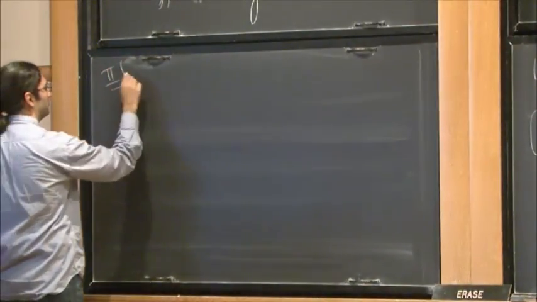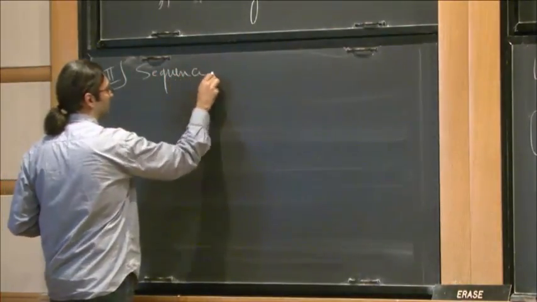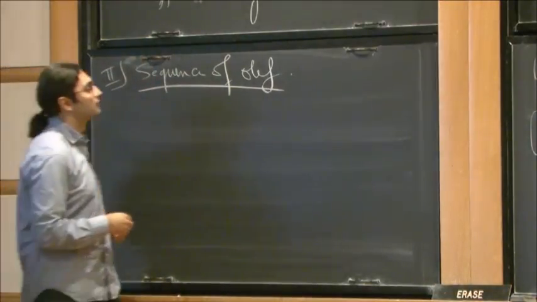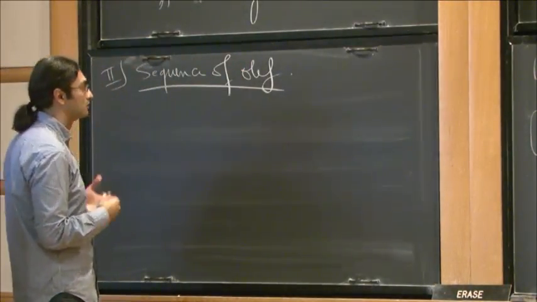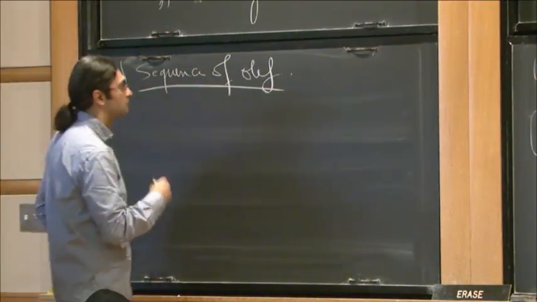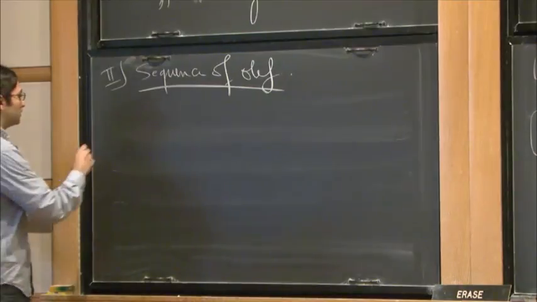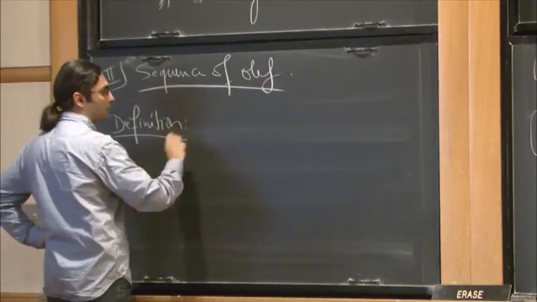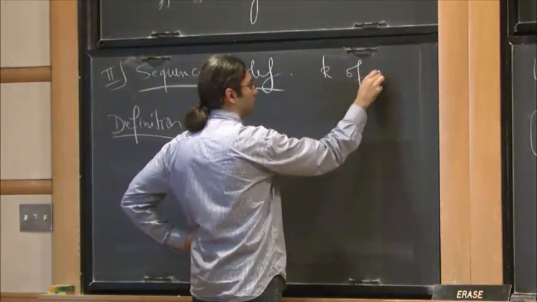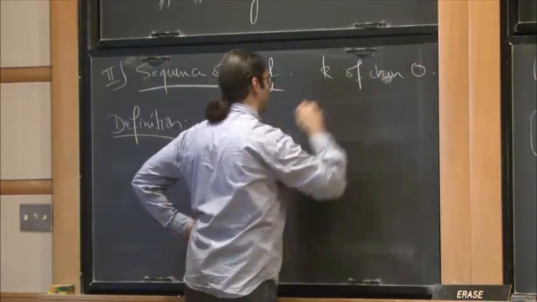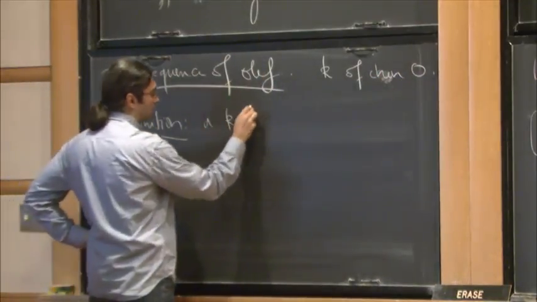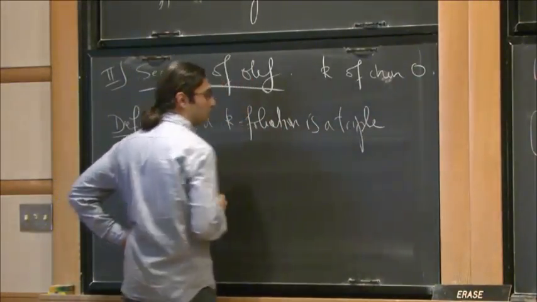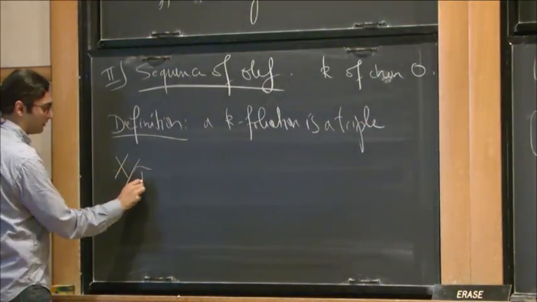Unfortunately, there will be a sequence of definitions, and I tried not to make it too long. So I want somehow to introduce this framework, which is called the foliated topology and foliated site. So first, I want to remind you what is a foliation. So I will be working over a field k of characteristic zero. And so a k-foliation is a triple, which I like to denote like this, X over F.